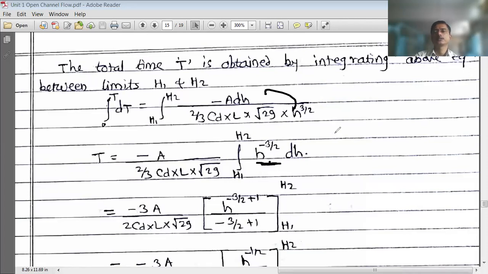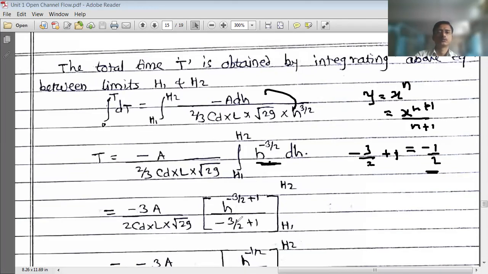Now do the integration of this. We know that if y is equal to x raised to n, then integration of this will be x raised to n plus 1 divided by n plus 1. Right. So I will do the integration of this: minus 3 by 2 plus 1. What will I get here? 2 into 1, 2. So minus 1 by 2 I will get here, and this part will remain as it is.